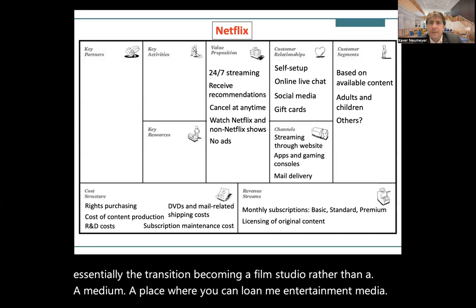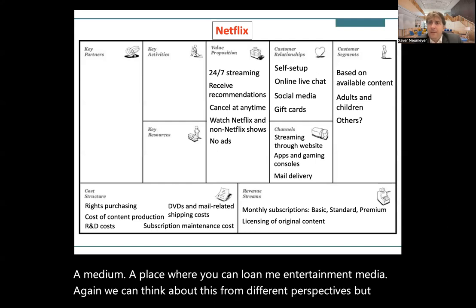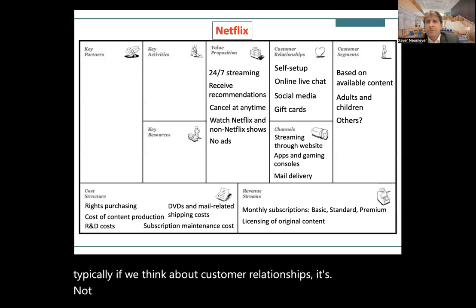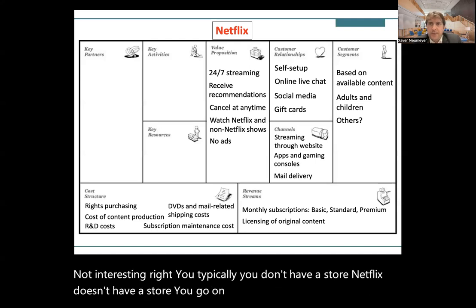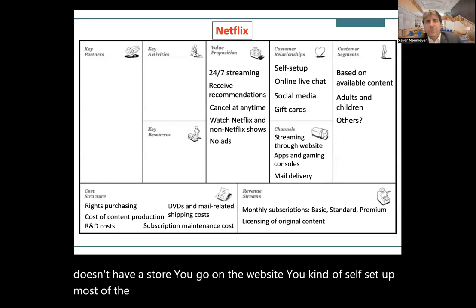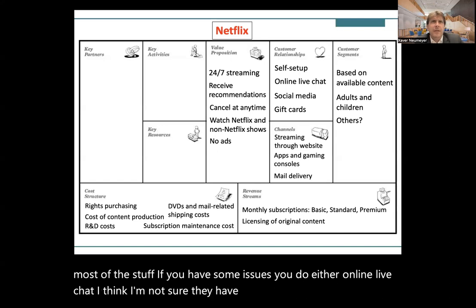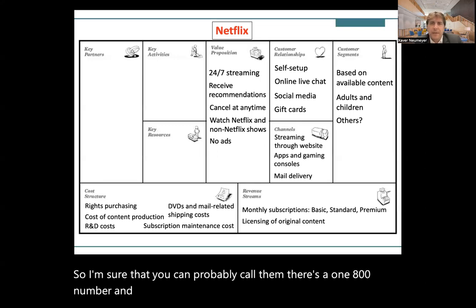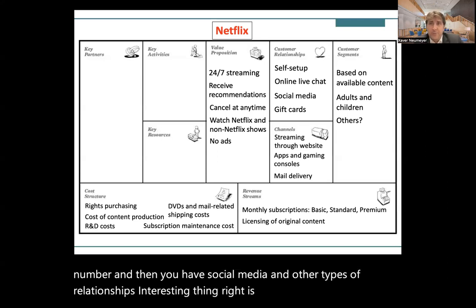Again, we can think about this from different perspectives, but typically, if we think about customer relationships, it's interesting, right? You typically don't have a store. Netflix doesn't have a store. You go on the website, you set up most of the stuff. If you have some issues, you do online live chat. I'm not sure they have a number, but they might actually. So I'm sure that you can probably call them. There's a 1-800 number, and then you have social media and other types of relationships. Interesting thing, right, is also customers develop a relationship with the company through their content, right?